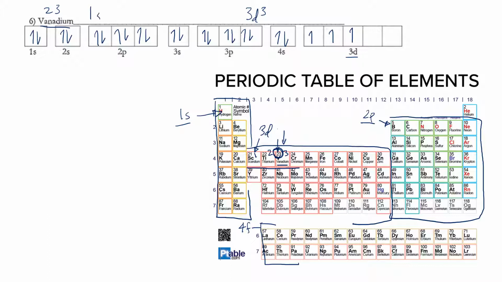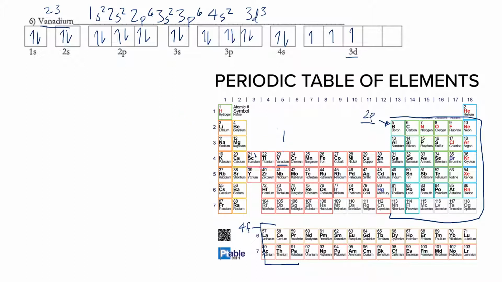This is 1s2, 2s2, 2p6, 3s2, 3p6, 4s2, 3d3. One last thing that I want to teach you here. You don't need to write all this craziness, all this 1s2, 2s2, blah, blah, blah. Instead, there is a shortcut. Here, let me show you.